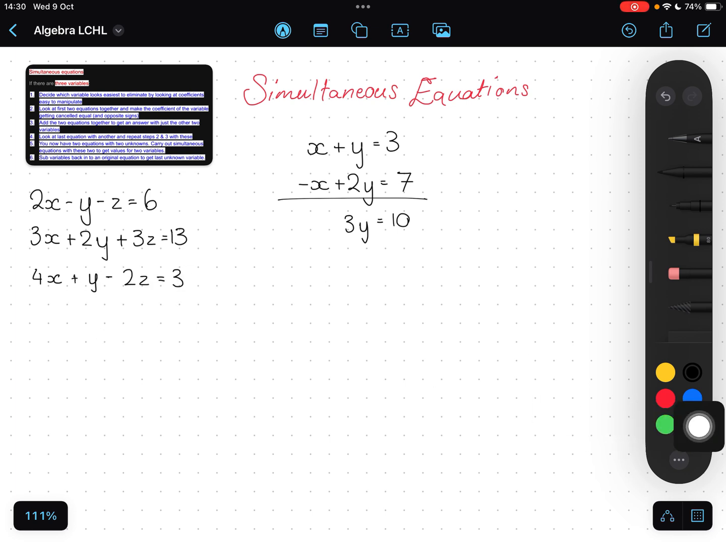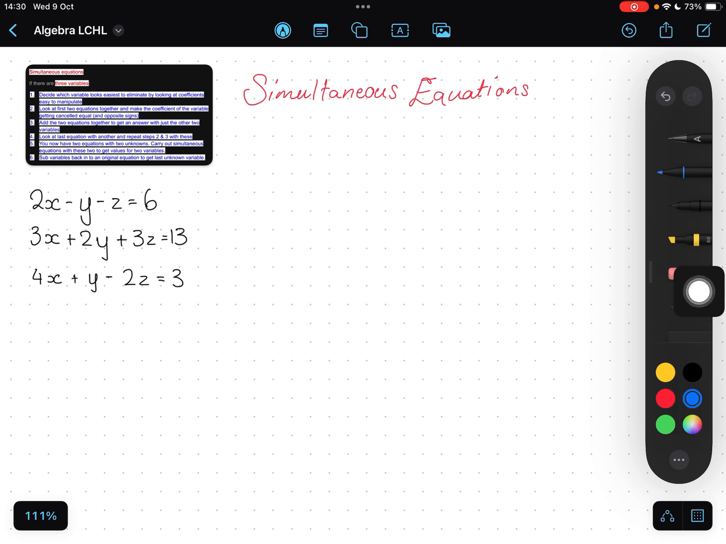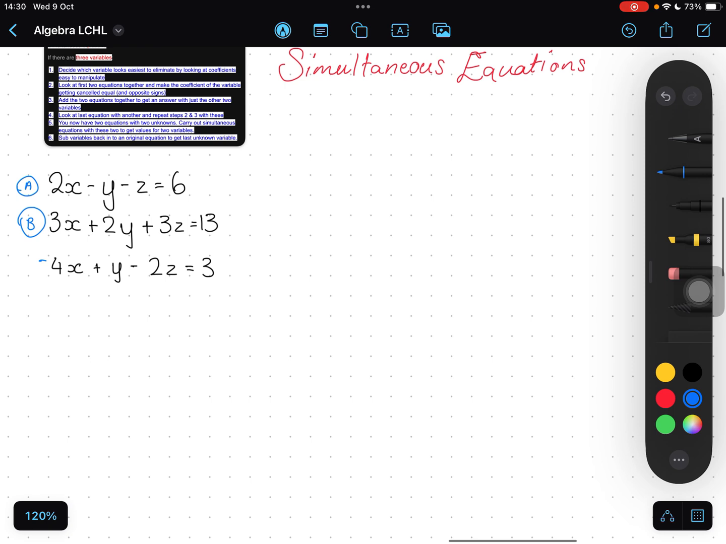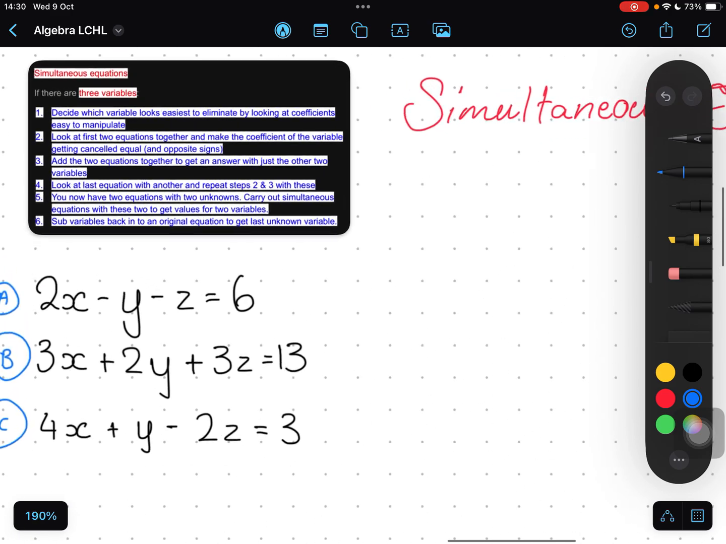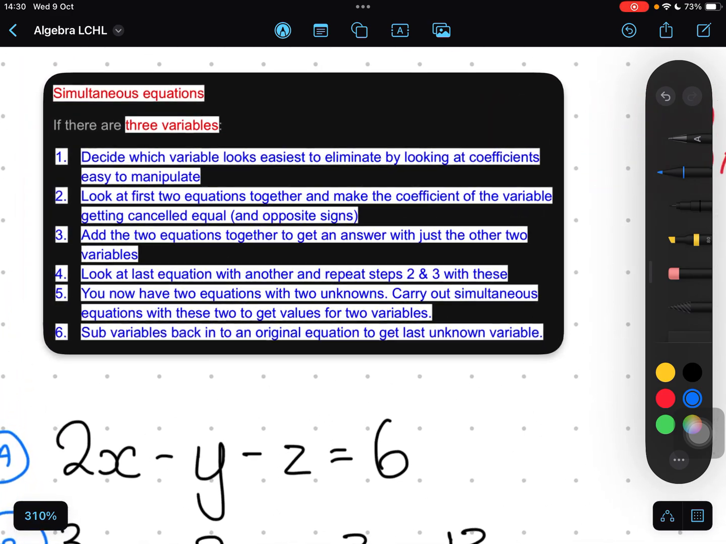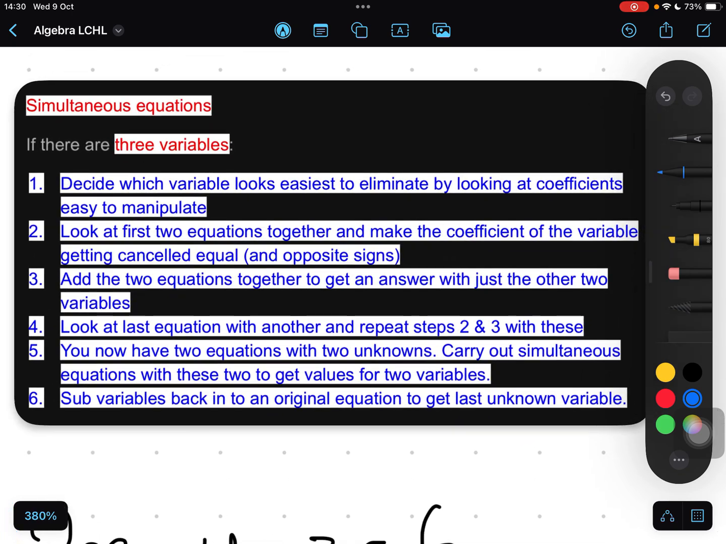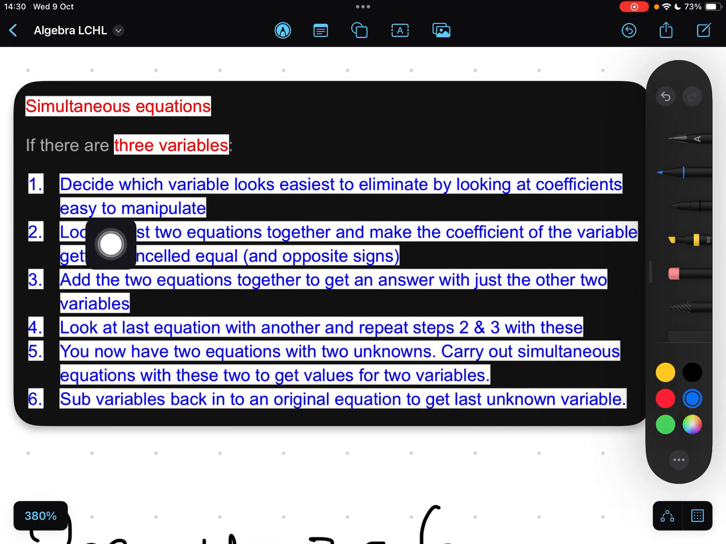What we're going to do is label our equations A, B, and C so that they're easy to keep track of. We are going to take two of these equations and get rid of a variable, and then take a different two equations and get rid of that same variable, so that we've come up with two new equations with just two variables. Then we know how to solve for those variables, and we continue that process on. So these were our notes for simultaneous equations. You took these down in class.